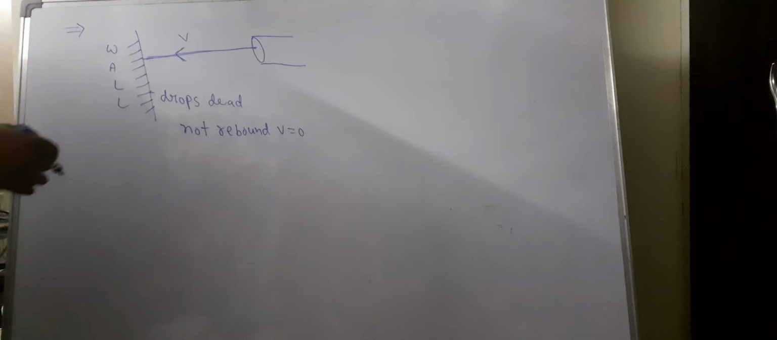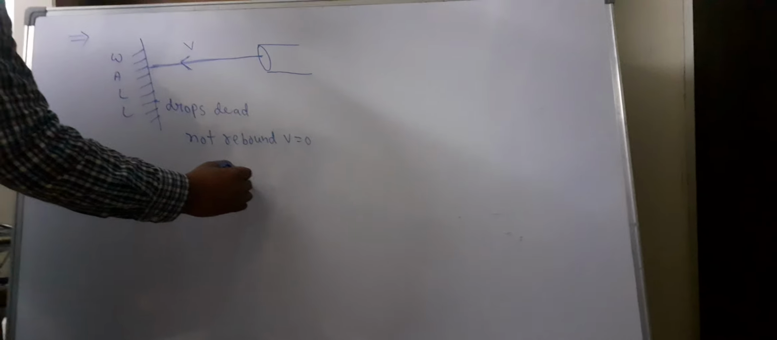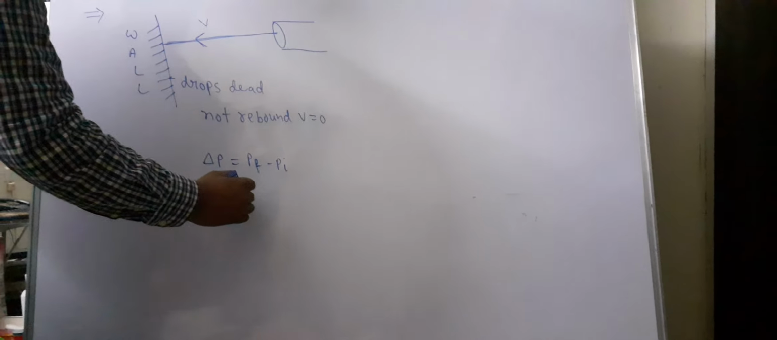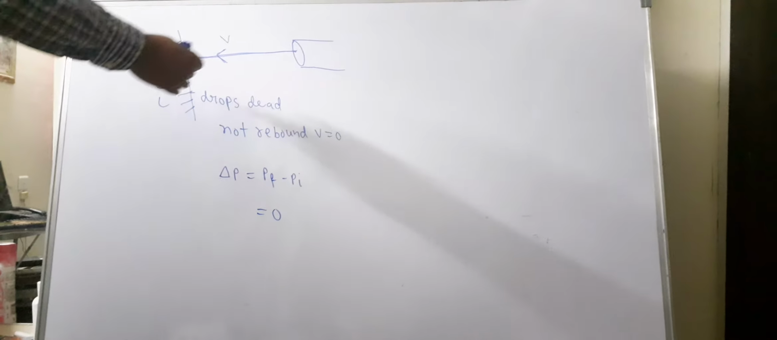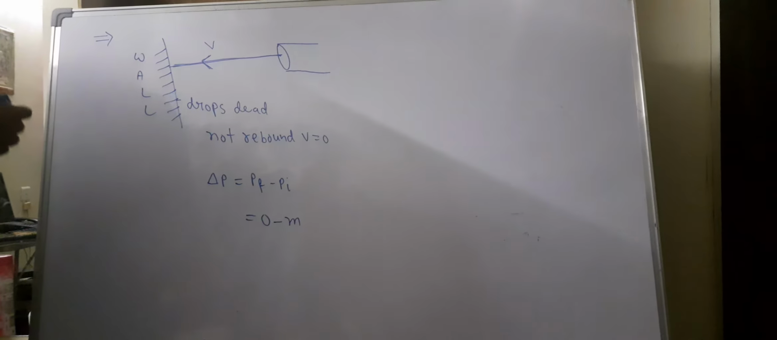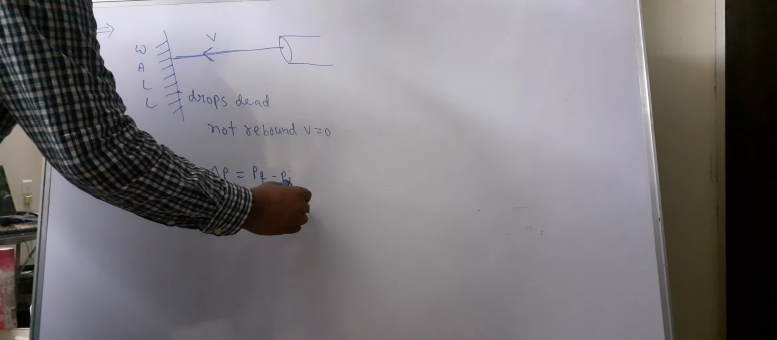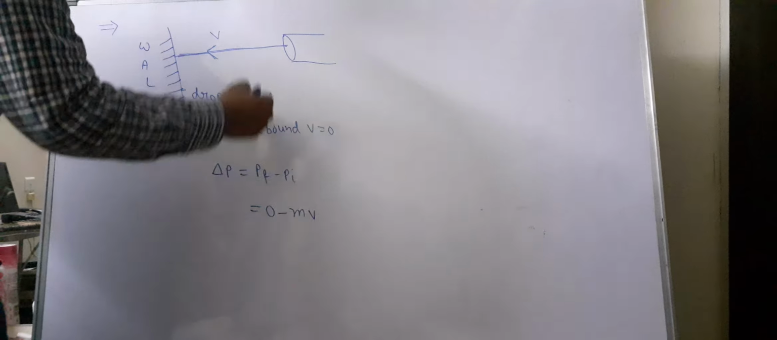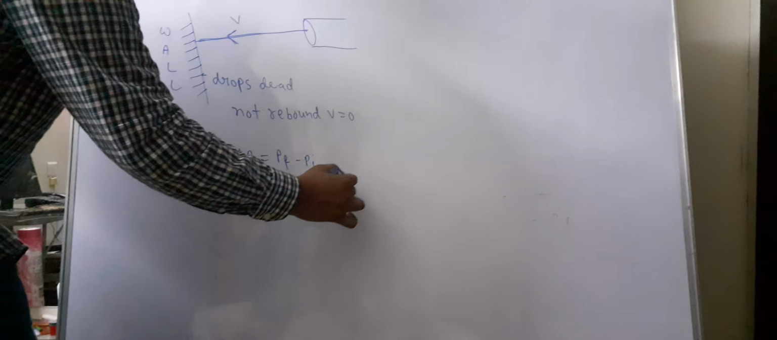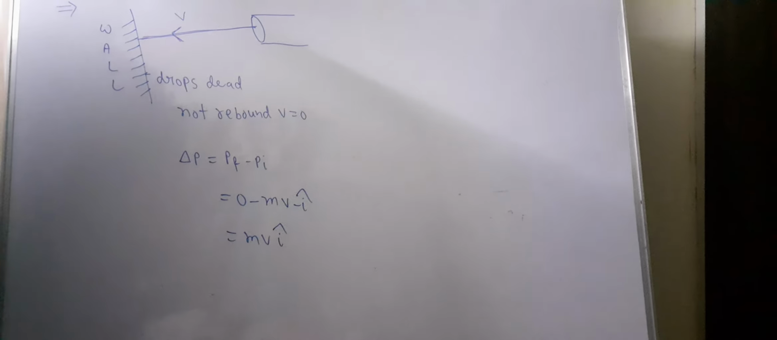In this situation, change in momentum is final momentum minus initial momentum. Final momentum is 0 because the water does not rebound, minus the initial momentum, which is mass into velocity in the negative x direction, minus i cap. Finally, the change in momentum is mv i cap.